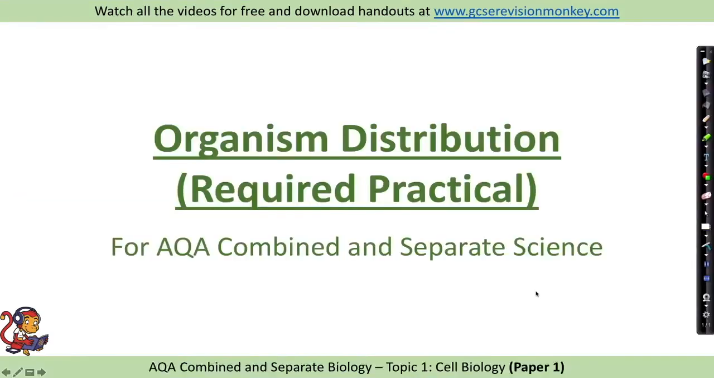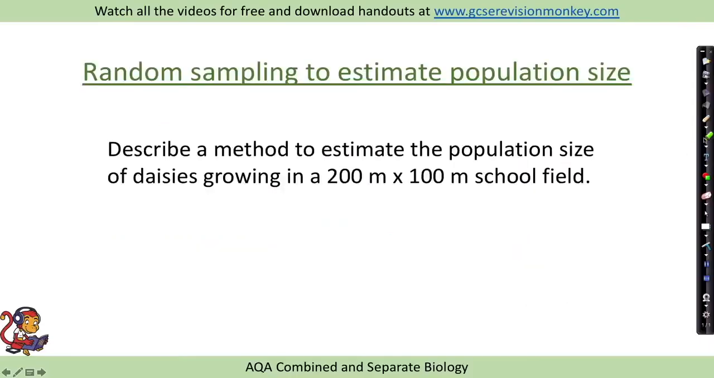Organism distribution required practical. There are 2 different ways that we are going to look at to sample organisms. The first one is random sampling, and the second one is transects. So random sampling might be used to estimate a particular population size.